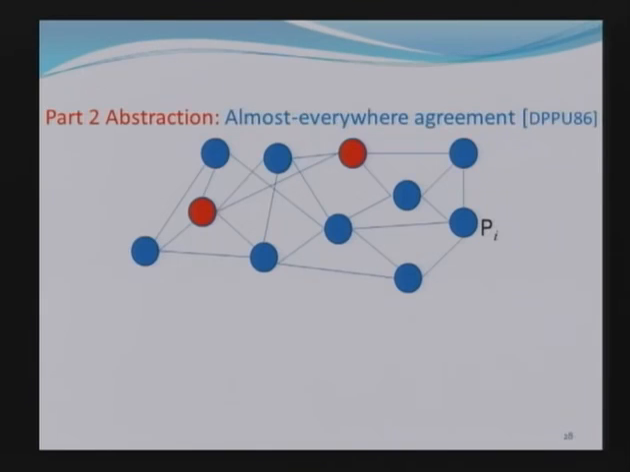So now, in light of this, Dwork et al. introduced the beautiful notion of almost everywhere agreement. It's the same setting as before, except that now parties are connected by some communication network G, and only nodes that share an edge in G share a reliable channel. There's some sparse network by which they are connected.